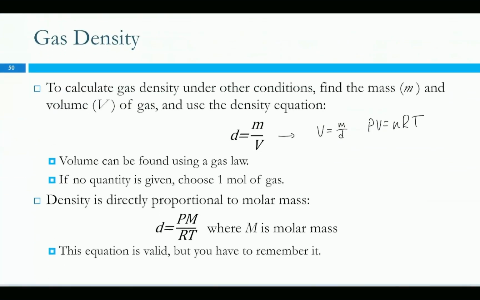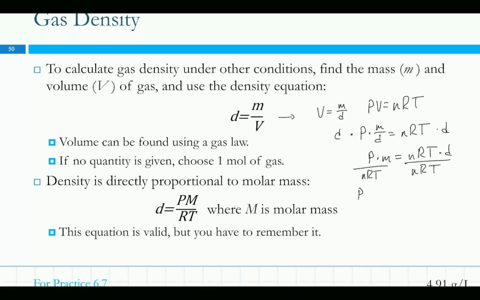So P times now mass divided by density equals nRT. And then since I want to solve this for density, I'm going to multiply density over to the other side. Basically multiply both sides by density. So this becomes pressure times mass equals nRT times D. And then you divide both sides by nRT.